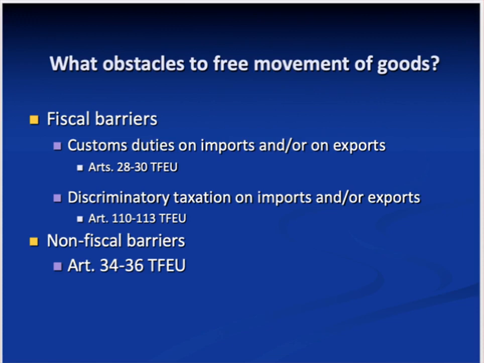Now, as you'll remember from the Michael Dugan YouTube clip, actually, the more important type of barrier is the second type of barrier, non-fiscal barriers. And this is where most of our attention lies in the module. Non-fiscal barriers, non-tariff barriers to cross-border trade in goods. And these kinds of barriers are covered by Article 34 to Article 36 of the Treaty on the Functioning of the European Union.